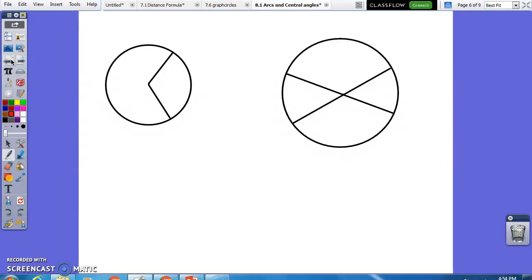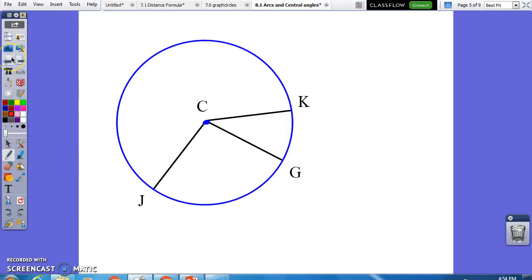Okay, so there's just some more examples that we could do. I think I'll just leave it at that one example for right now.